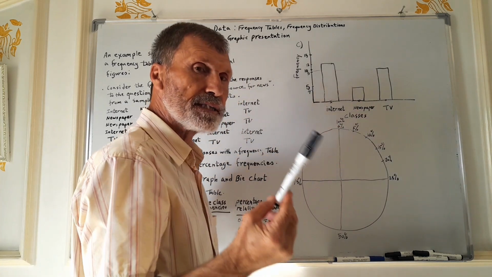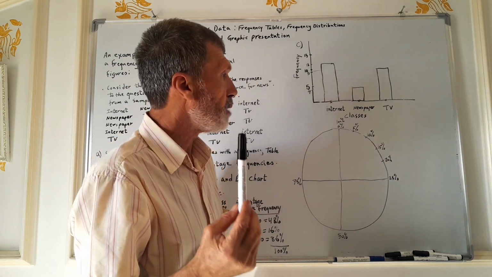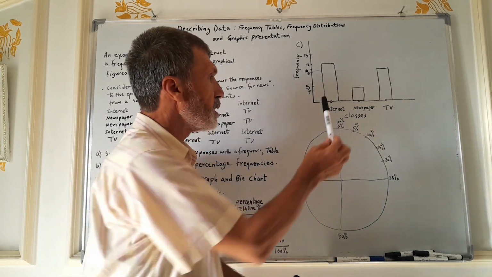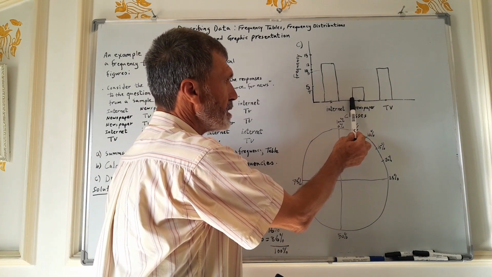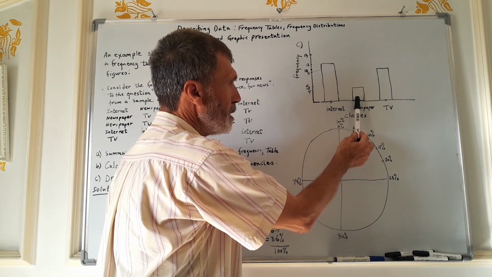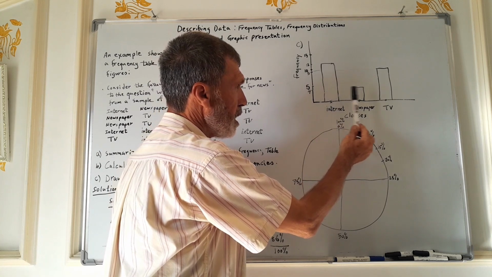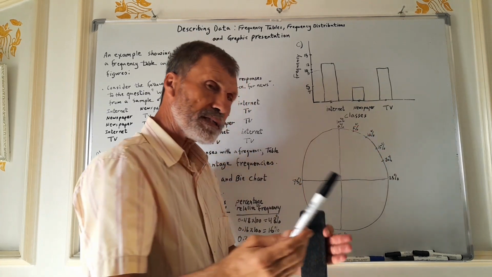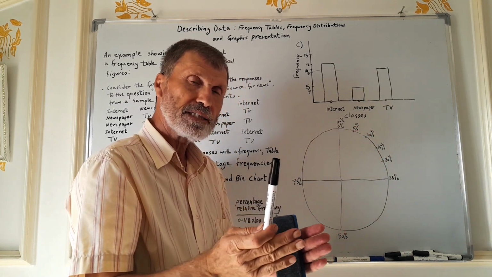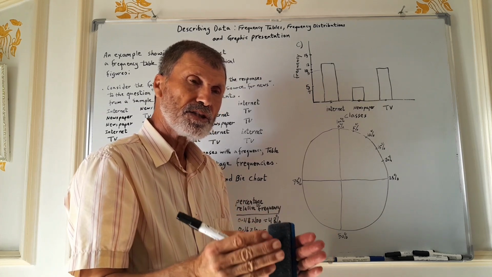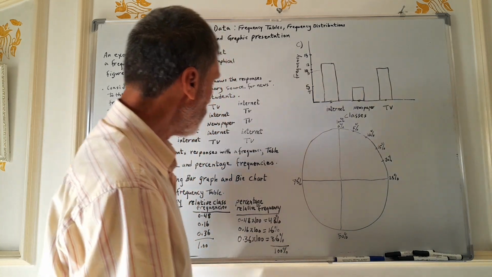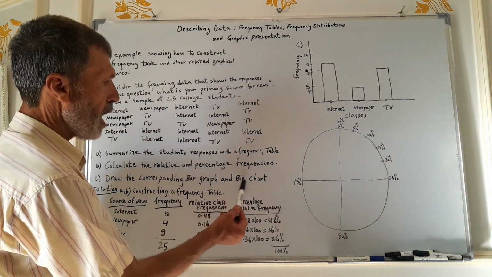Remember, a distinguishing feature of a bar chart is that there is a gap or distance between the bars. There is a gap between this bar and this bar, and also between this bar and the other bar. They are not adjacent because the data is qualitative data. Okay, now we move to drawing the pie chart.